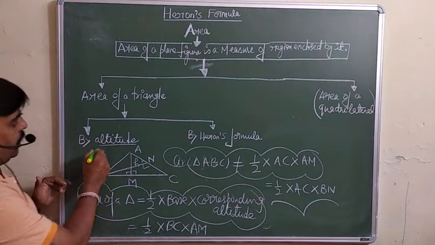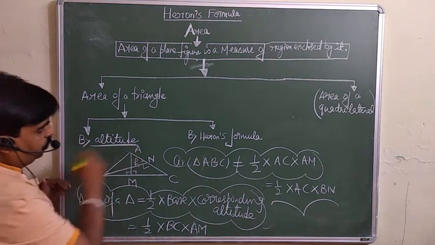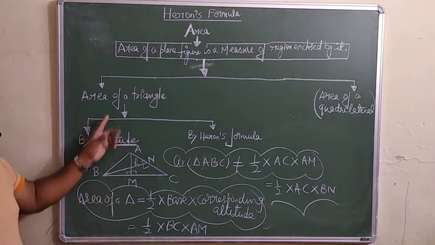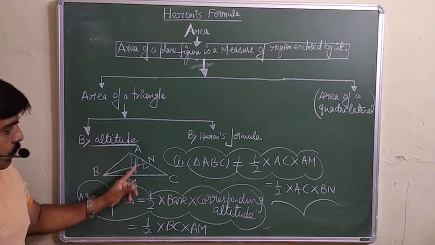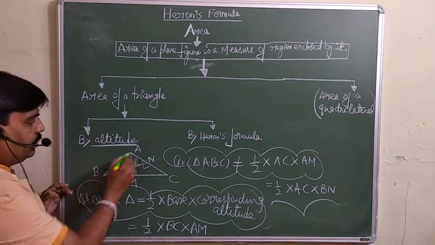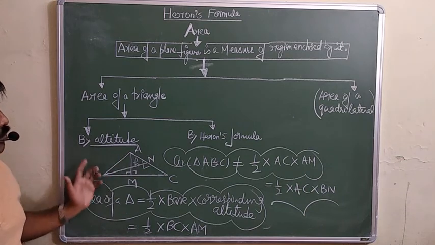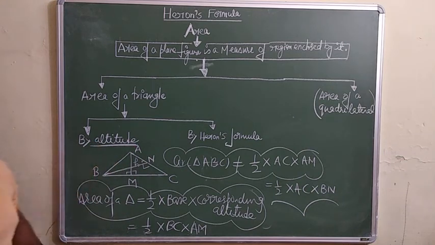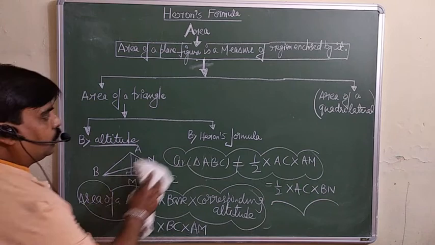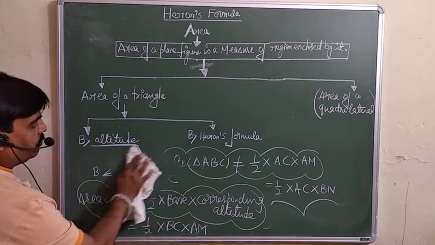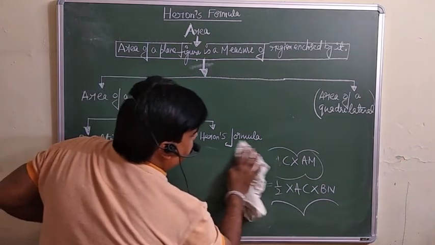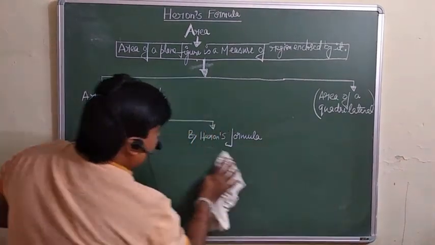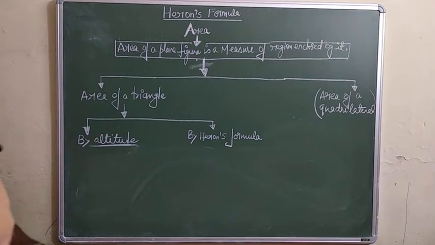So if you know the altitude and the base, you can find the area of a triangle. But sometimes the altitude is not given, only the sides are given. Then how can you find out the area of a triangle? That is where we will introduce Heron's formula. So look here now. I am taking one triangle whose sides are given, but the altitude is not given.